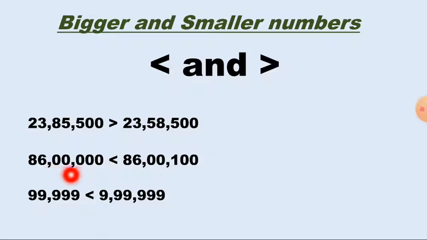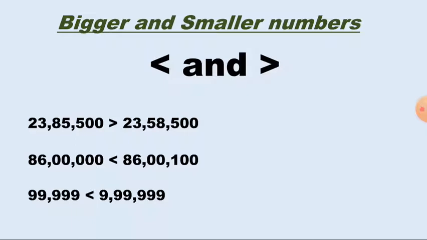Now next number is 86 lakh and here 86 lakh 100. So which is the bigger number? 86 lakh 100. So the bigger sign will come over here. Now students, here the biggest 5-digit number is given and here the biggest 6-digit number is given. So this is 99,999 and here it is 9,99,999. So here lakh value is greater. So the bigger sign will come over this side. Understood students how to use the greater than and smaller than sign?